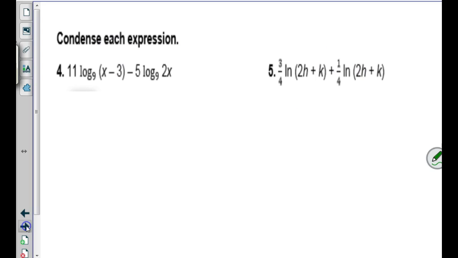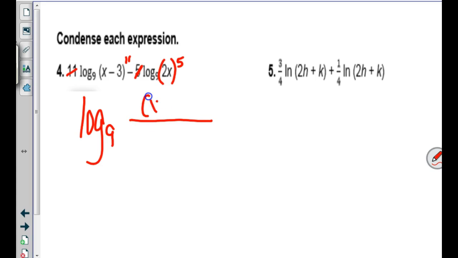All right, so let's do the ones you do have. Remember, when you have parentheses around a quantity, you just leave it. So this 11 will move up here. This 5, any ideas? What do we have to do with that 5? Well, we're going to put it up here, but it goes on the whole 2x, just so we're clear. We'll worry about the negative in a second. And the minus means what then? Divide. So we have log base 9 of what's on the top? X minus 3 to the 11th. And down here we have a 2x all to the 5th.